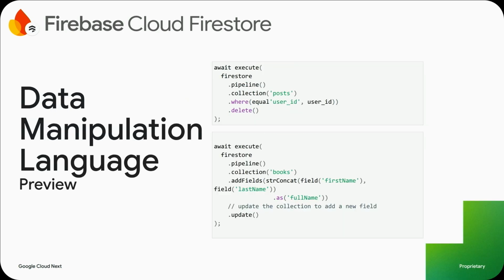The next one is data manipulation language, or DML. With DML, you can collapse multiple actions within one statement to modify your pipelines. So for example, when a user leaves your application, hopefully never, you can delete all the user-generated content in one statement. Or you can run an update on your whole collection of books, creating a composite field.